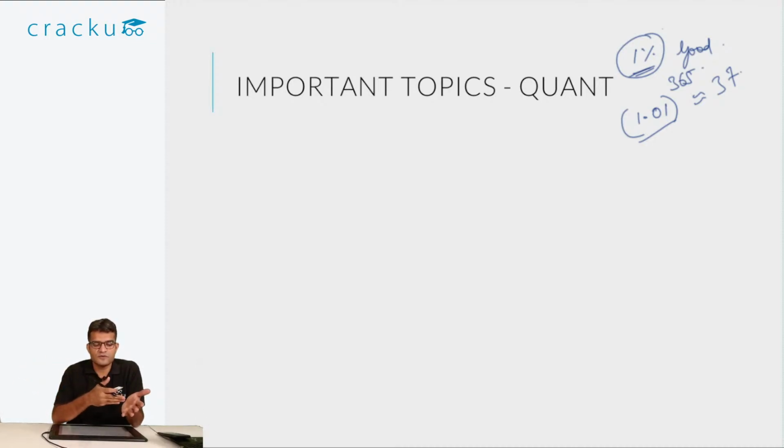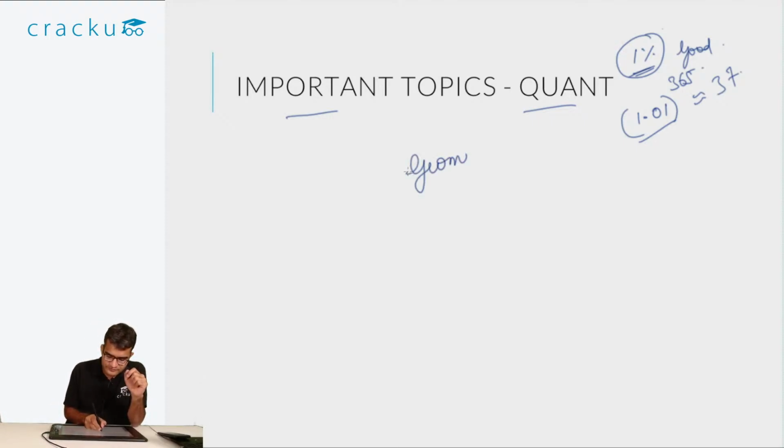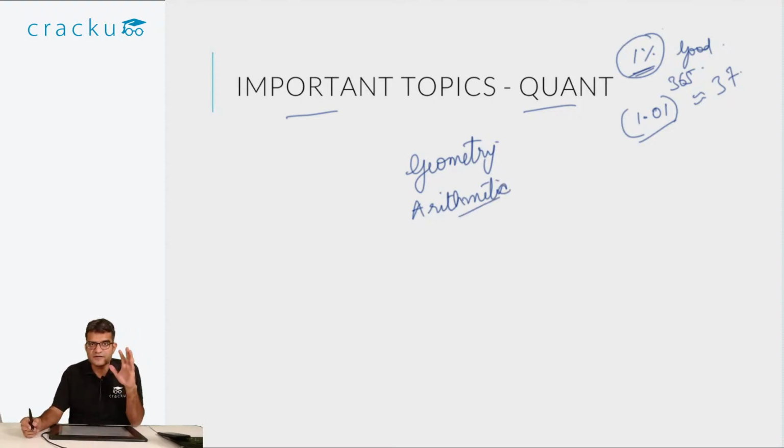This is how you are going to go from 95 to 99.5. Anyway, if you're looking at the important topics in quant, the topics you should definitely start with are geometry and arithmetic. These are 2 very important topics for quant, and both of them are not very difficult.